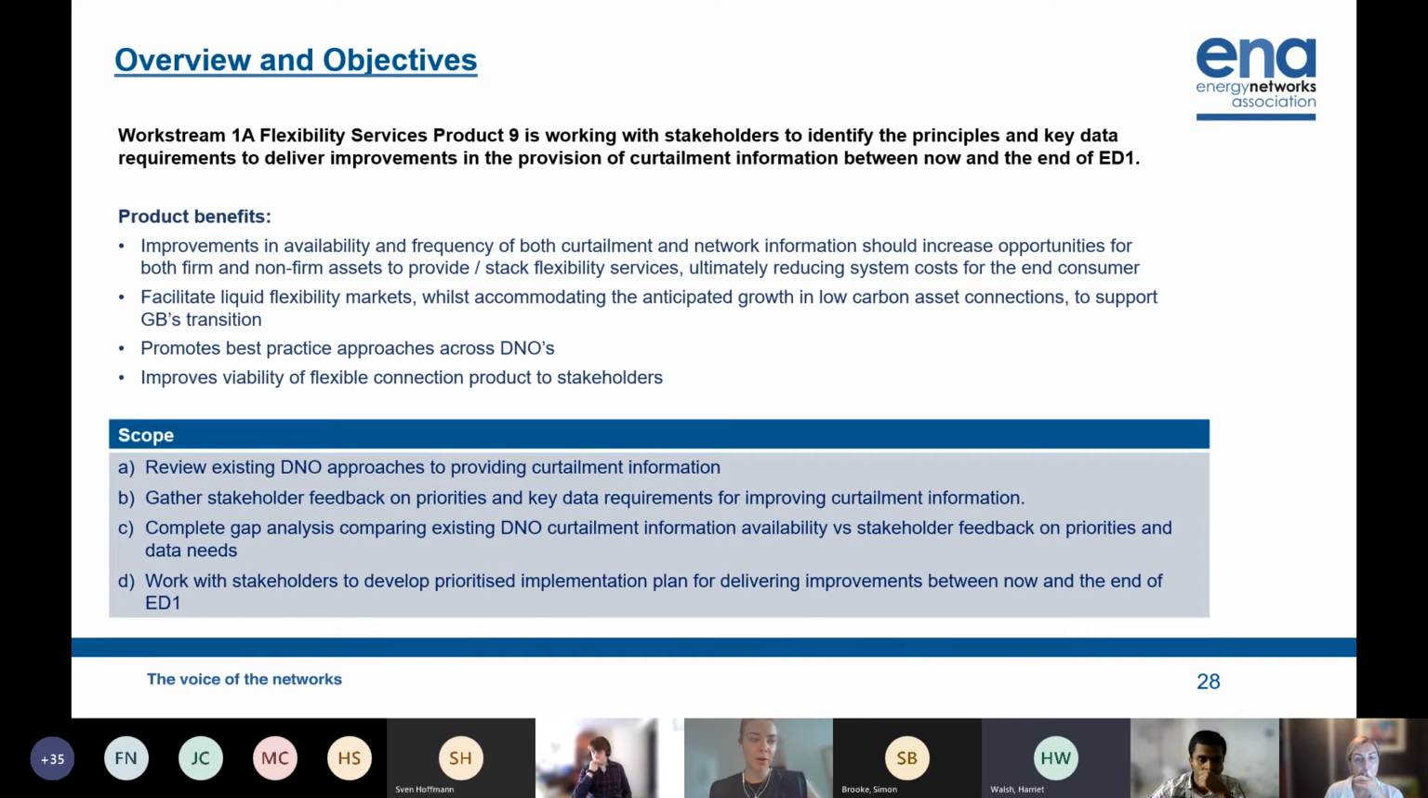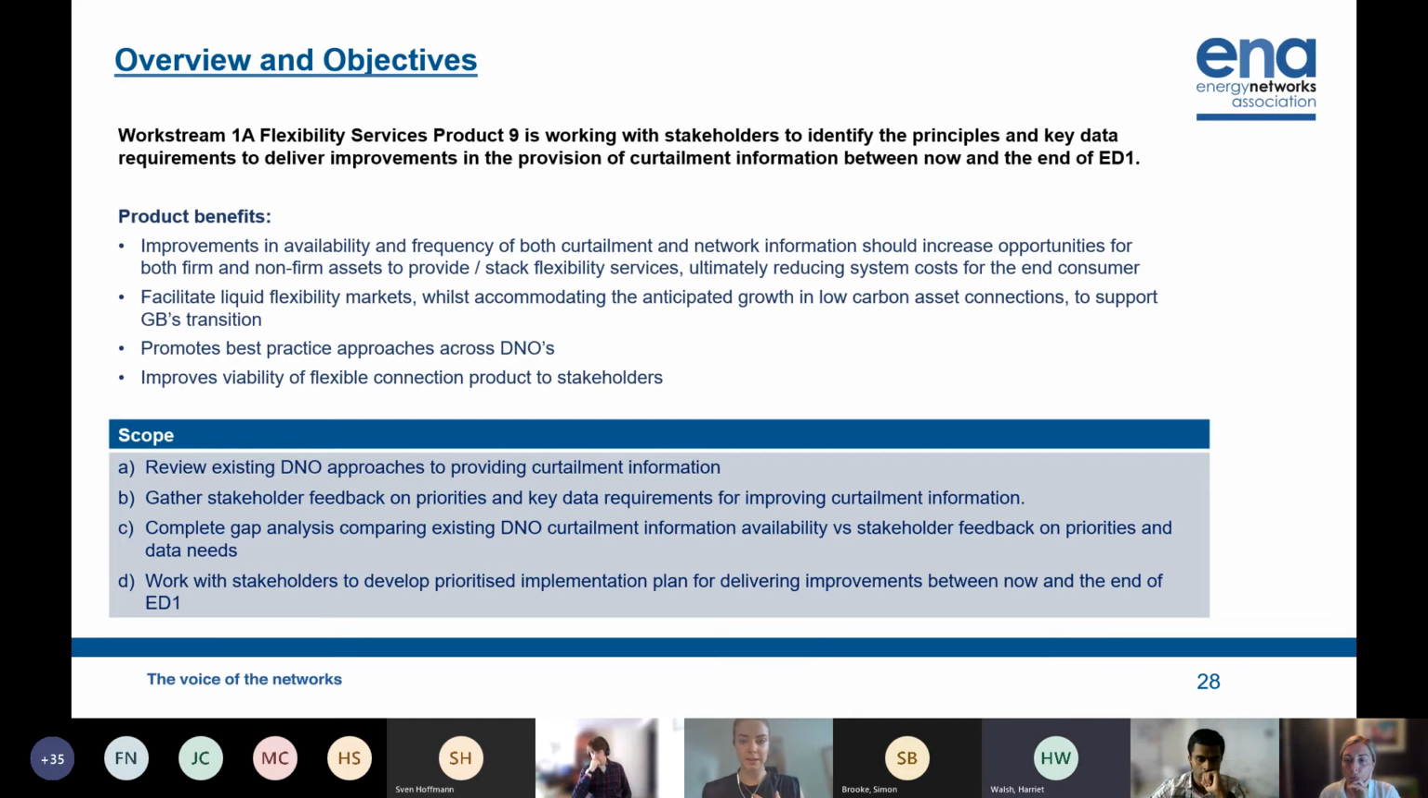So the scope of the product: the first step was to review the existing DNO approaches to providing curtailment information. After having done that, the next step was to gather stakeholder feedback on the priorities and key data requirements for improving curtailment information. Once we've gathered that feedback, the next step was to complete a gap analysis to compare existing DNO curtailment information in comparison to what stakeholders are telling us are their priorities and data needs, and then ultimately work with stakeholders to develop a prioritised implementation plan for delivering improvements between now and the end of ED1.